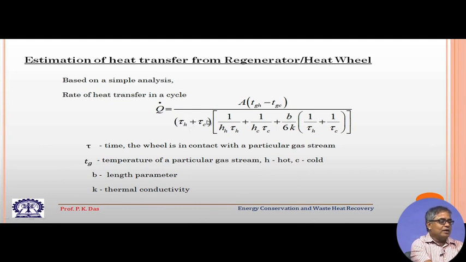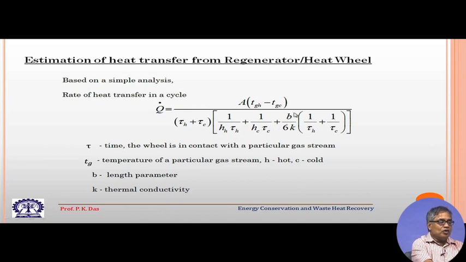This is the time the cold fluid is in contact with the matrix. So, this is the total amount of time. Obviously, if the total amount of time is large, then the rate of heat transfer will be less. And then this is the hot side convective heat transfer coefficient, and this is the time of hot fluid in contact with the wheel, as I have told, or in contact with the matrix. This is the cold side convective heat transfer coefficient. This is the corresponding time for the cold fluid.